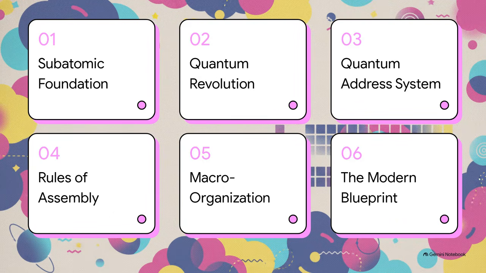Here's a roadmap for the explainer. We'll hit the subatomic foundation, check out the quantum revolution, map the quantum address system, learn the rules of assembly, explore macro-organization, and finally arrive at the modern blueprint.